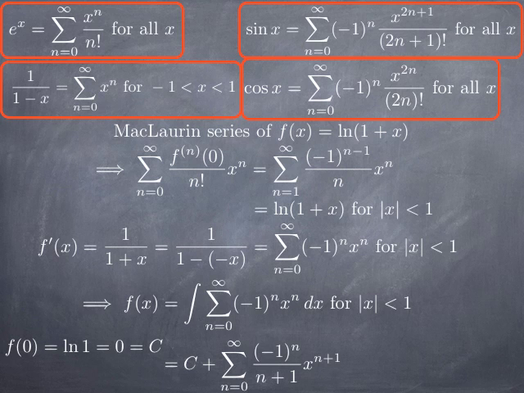So we can shift the index and start at 1 instead, and then we get (-1)^(n-1). We get n at the bottom instead of n plus 1, and we get n for the power of x instead of n plus 1. And this is valid as long as the absolute value of x is less than 1. So here we've established that the function ln of 1 plus x is equal to this Maclaurin series of the function for absolute value of x less than 1.